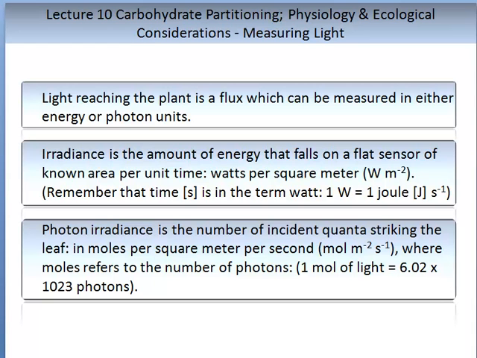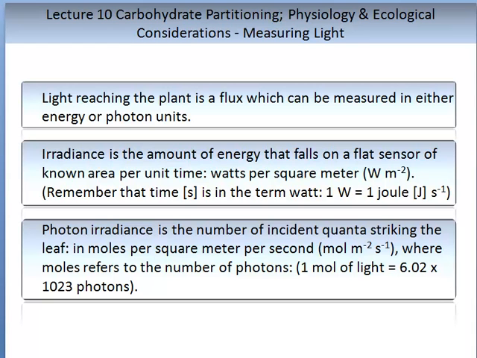Irradiance is the amount of energy that falls on a flat sensor of known area per unit time, in watts per square meter. Remember that time is in the term watt, therefore 1 watt equals 1 joule per second. Photon irradiance is the number of incident quanta striking the leaf, in moles per square meter per second, where moles refers to the number of photons of light.